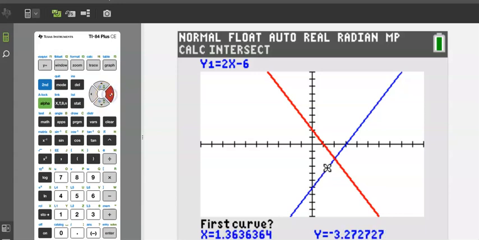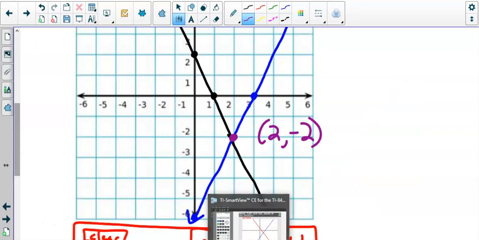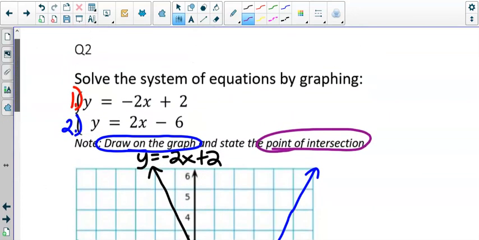So I need to scroll to the right. That looks about right to me. And all I'm going to do is hit enter 3 times and the answer will magically appear at the bottom. And we're going to go 1, 2, 3, and there it is. Which verifies that it's 2, -2. And that is question number 2. Just some quick calculator work.